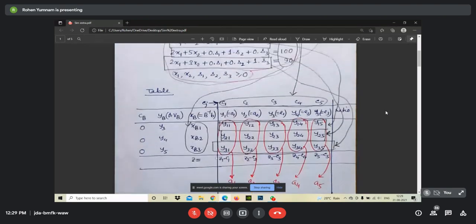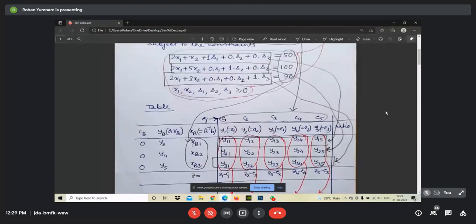Okay. And then XB1, XB2, XB3. What are these? These XB1, XB2, XB3 will come from the right side of the constraint equations: 50, 100, 90. This will be 50, this will be 100, this will be 90. It will come like this.